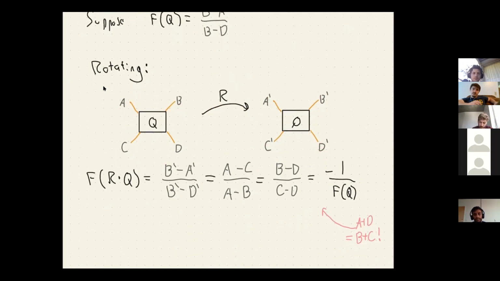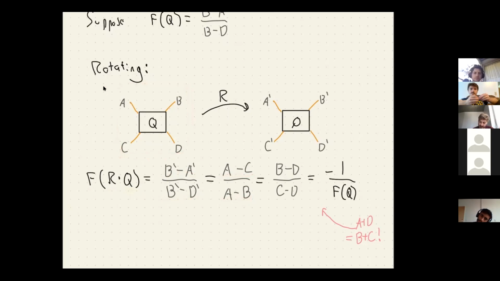And so now, if I go ahead and compute this weird fraction that just seemed to pop out of nowhere, I get the right thing. B prime minus A prime over B prime minus D prime, that's A minus C over A minus B, just using the fact that it's a 90-degree rotation.